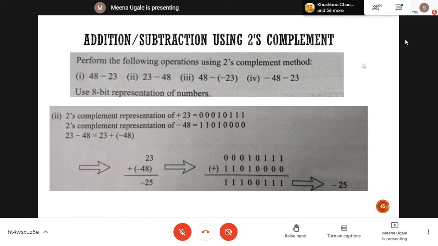I'm showing you on the screen the 2's complement for 23 and minus 48, and then add it up. After addition, no carry is generated. That means this is a negative number. So you find out the final answer. If you want to verify, take the 2's complement of this answer, which represents your number 25. Try it. Those who are getting it can try for the third case.